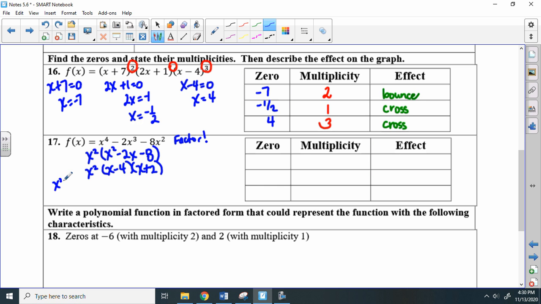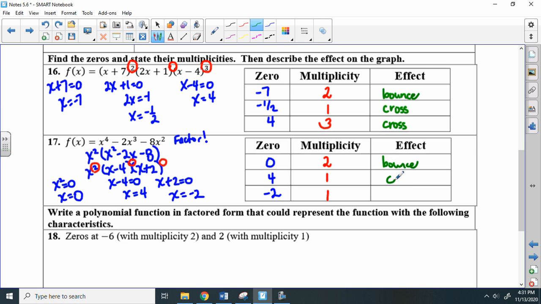And then when I set each one equal to 0, I get 0 for that one because the square root of 0 is 0. I get 4 for the next one. And I get -2 for the last one. Okay, so I have a 0, a 4, and a -2. Now, for the multiplicity, you need to go back to your factors and look at your exponents. Okay, well, the x was squared, so it has a multiplicity of 2. All right, and then the other ones did not have any exponents, so they're just 1. All right, so the one that is even is a bounce, and the 2 odd ones are cross.